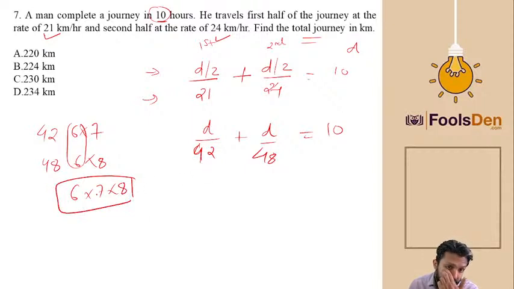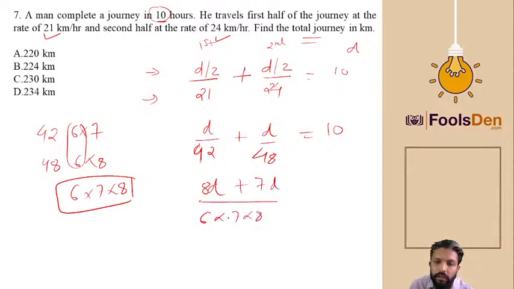So 42 will get cancelled, 6 and 7 will get cancelled. The numerator will get 8 plus, and 8 will get cancelled, get 7. The denominator will get 6. We'll do the multiplication last step.